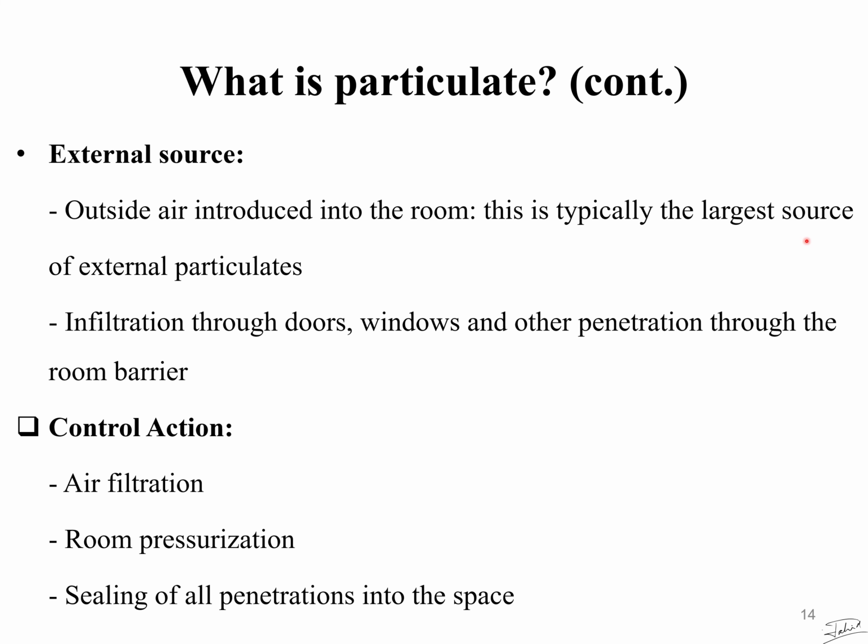This is typically the largest source of external particulates. Infiltration through doors, windows, and other penetrations through the room barrier. So how can it be prevented? By air filtration, room pressurization, and sealing of all penetrations into the space. Room pressurization means we have to keep high pressure in the controlled area.